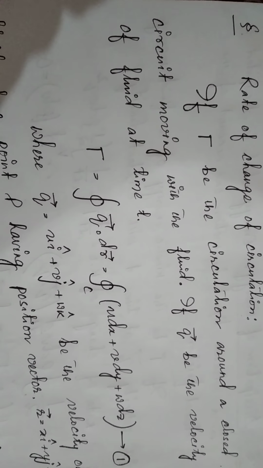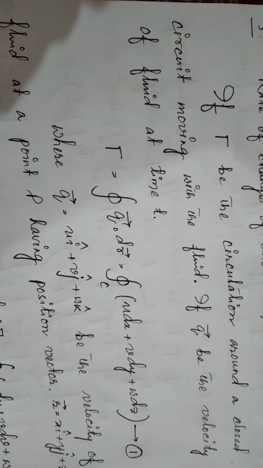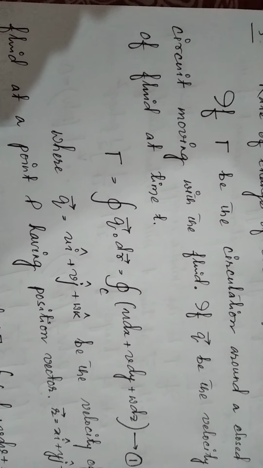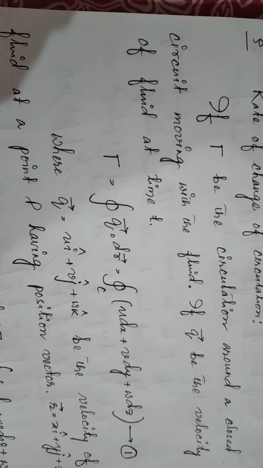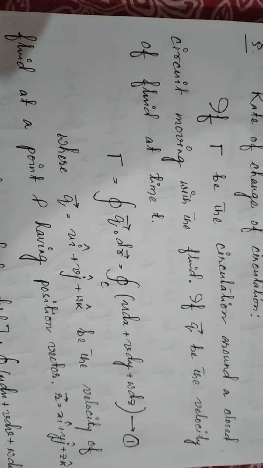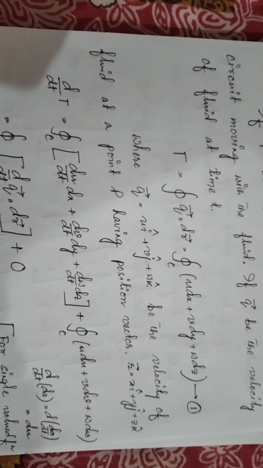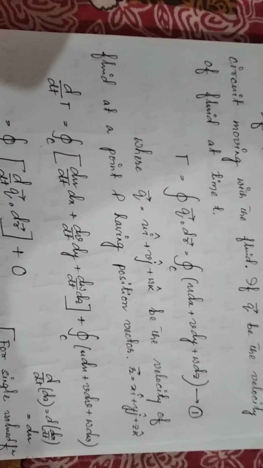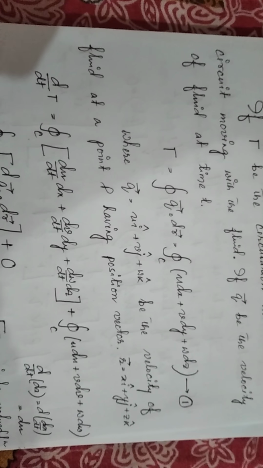So if q bar is the velocity of the fluid at any time t, its mathematical definition is q bar = ui + vj + wk, where i, j, k are unit vectors, and r bar is the position vector of the point P at which the velocity of the fluid is q bar. Now, if we simply take the total rate of change of that circulation gamma, then in the integrand of equation 1 there are two types of function. One is your q bar and one is your dr bar.